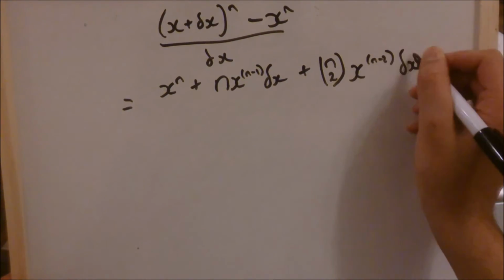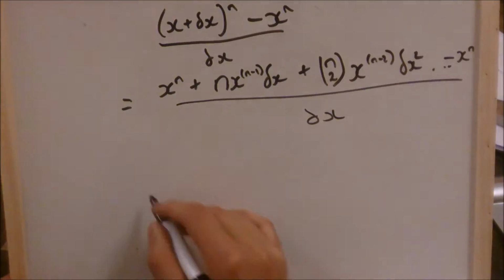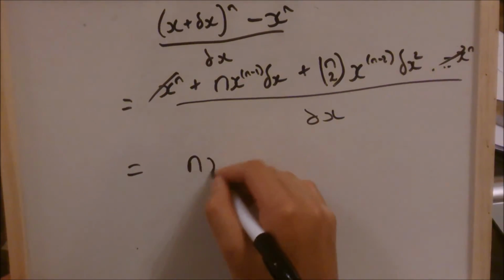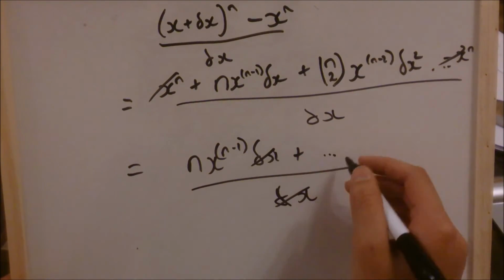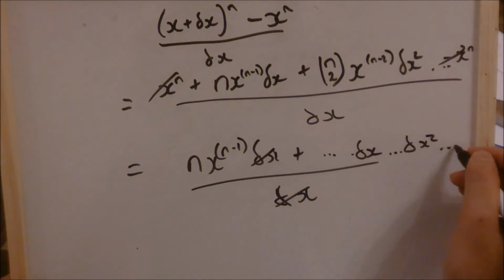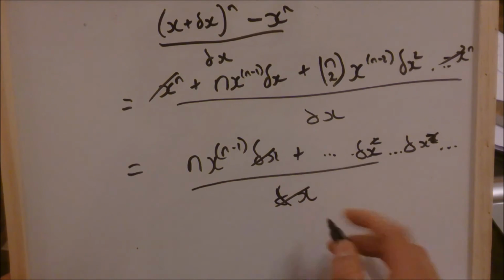The rest of the terms, though, have a power of delta x which is greater than or equal to 2. Finally, we put the rest of the equation in. The x to the n's cancel out on the top, and the delta x's all get reduced by a power of 1 because of the division. And this leaves us with the first term, n times x to the n minus 1, plus a lot of other terms with a multiple of delta x.